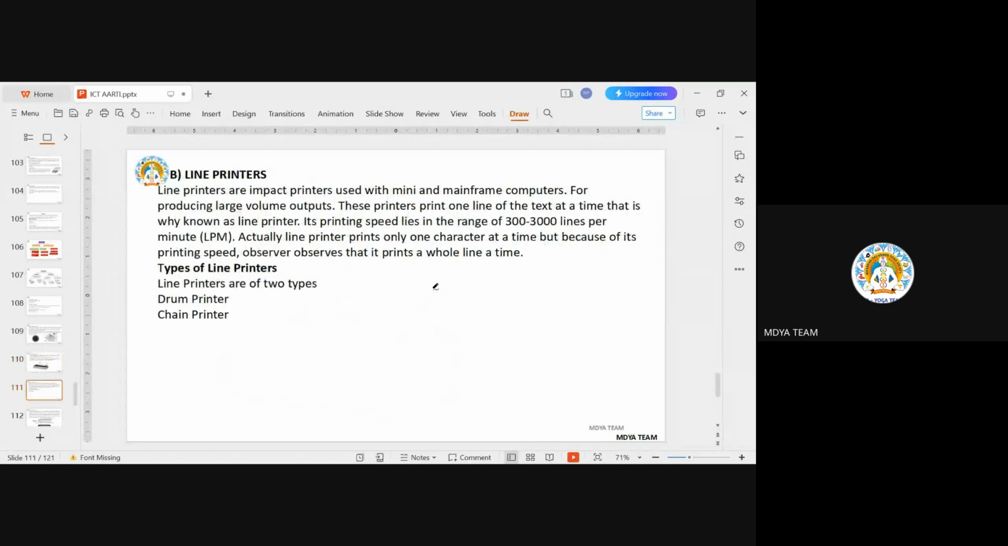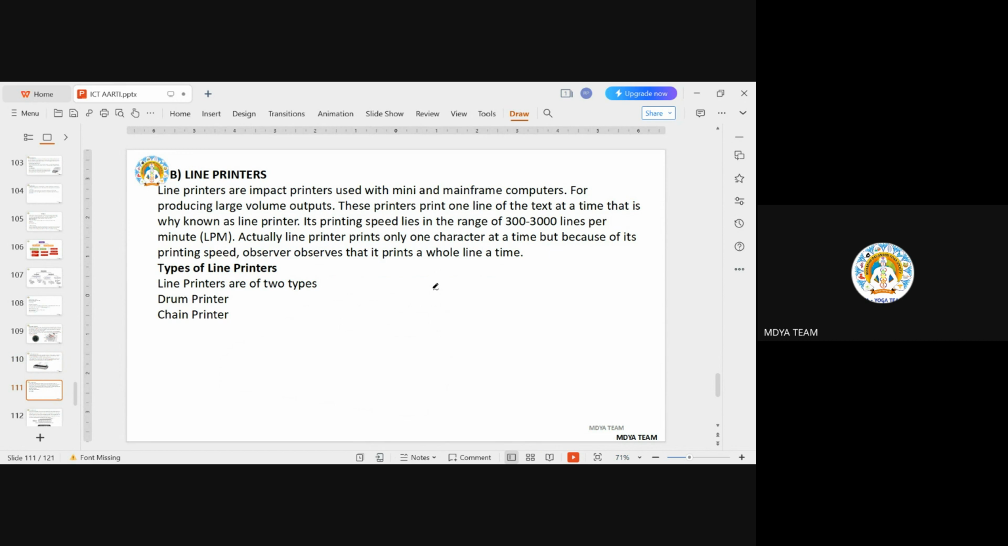Next are the line printers. Line printers are also impact printers used with mini and mainframe computers, as we discussed. These printers are used with these types of computers for producing large volume outputs, because mainframes are very big in size. So then we need large volume outputs. So line printers are used, because character printers were very slow in speed compared to line printers in earlier times.